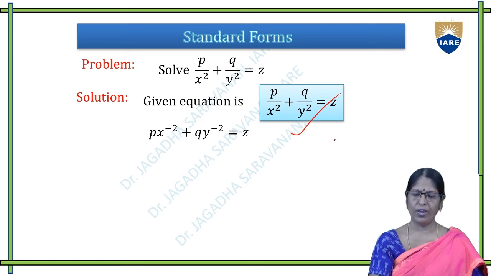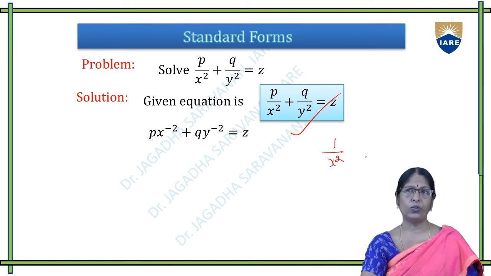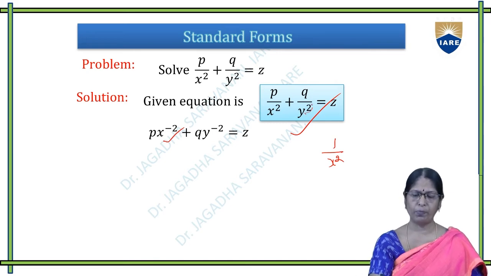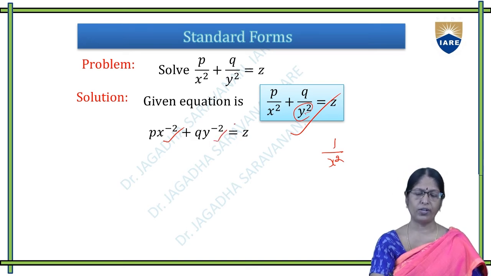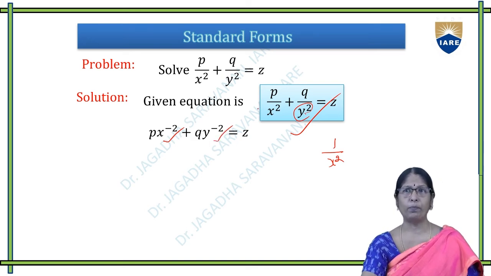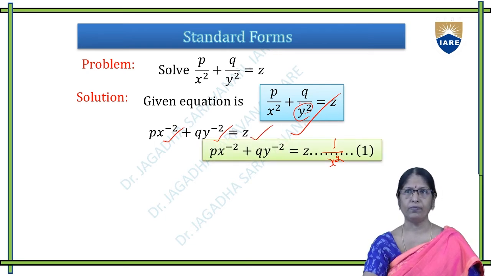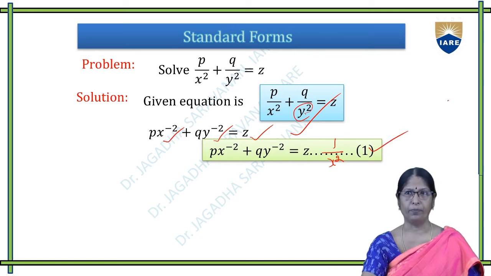Now we have 1 by X square, that is X square in the denominator. We bring it to the numerator, and it becomes X power minus 2. Coming to Y square, the same, according to the exponential law, we bring it up. So Q into Y power minus 2 equal to Z. We name this equation 1.